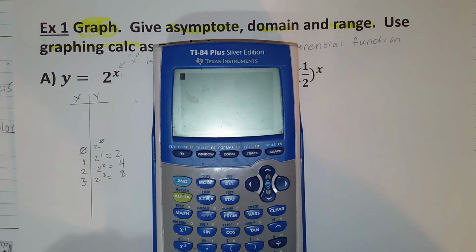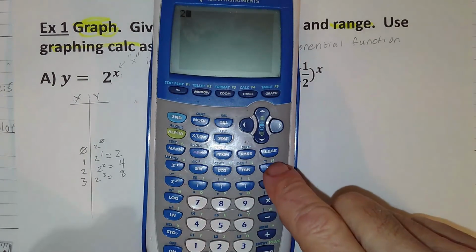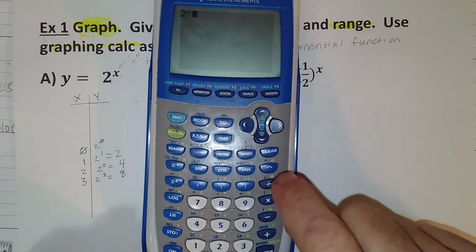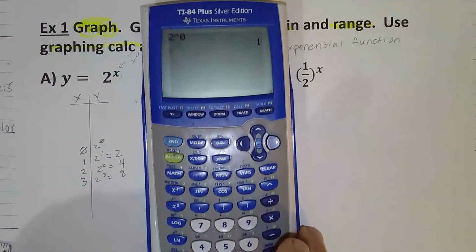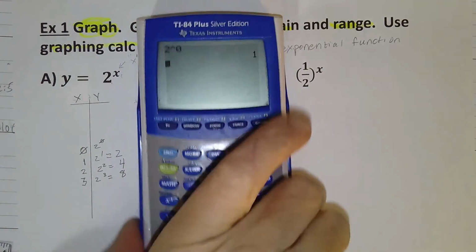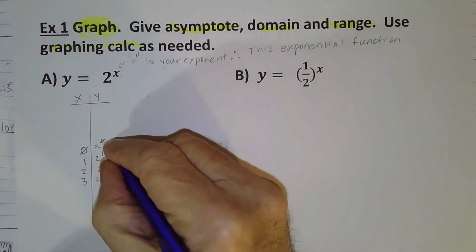I'm going to type in 2, and then remember, if you want to create an exponent, you press the caret button, and we put a 0 in. 2 to the 0, and 2 to the 0 is 1. So any number to the 0 power is 1.